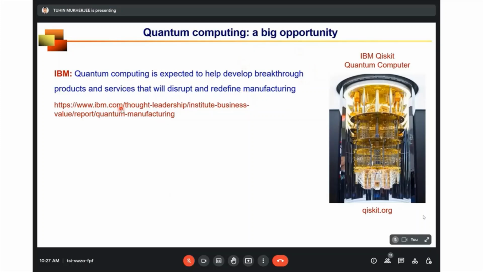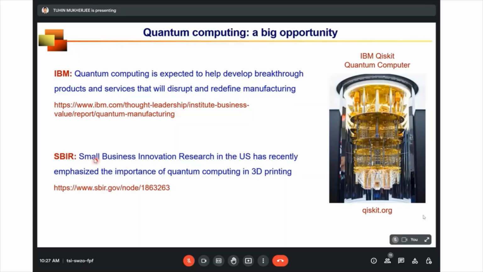So that's the opportunity. They are saying that this is the future where we can use quantum computing and develop breakthrough products and services that will redefine manufacturing, including additive manufacturing. The Small Business Innovation Research program in the US, which funds small startups, is also saying that quantum computing is the future of 3D printing, not only in the US but worldwide. So quantum computing is the future that has the potential to reduce a lot of the computational burden.